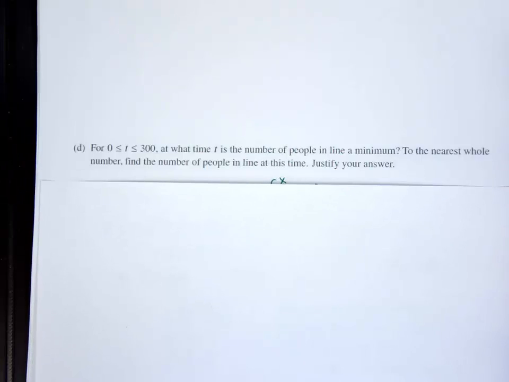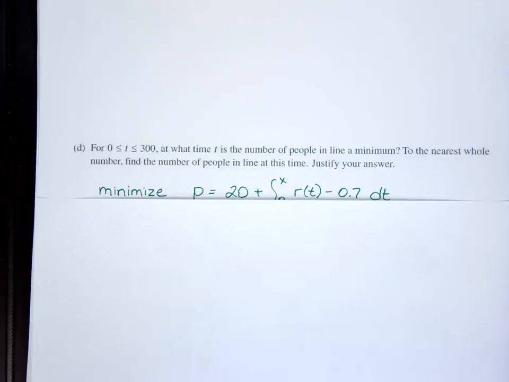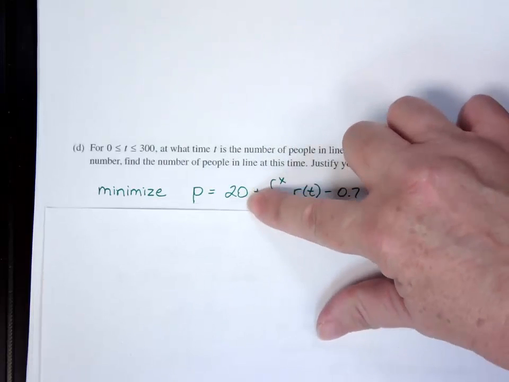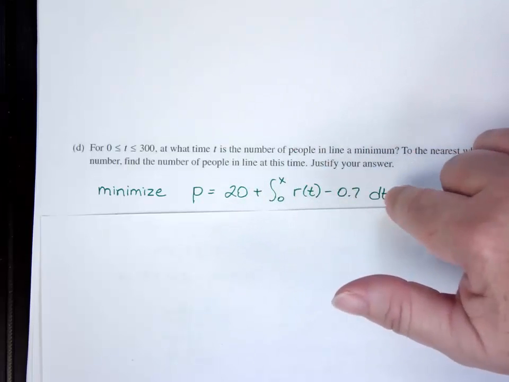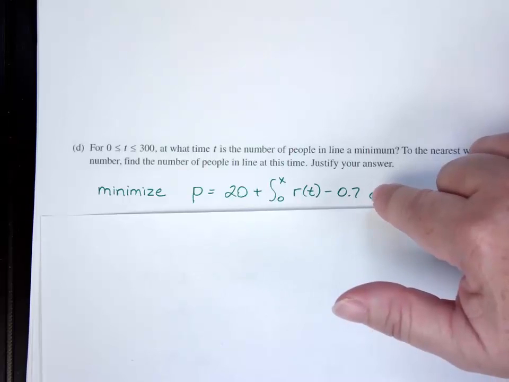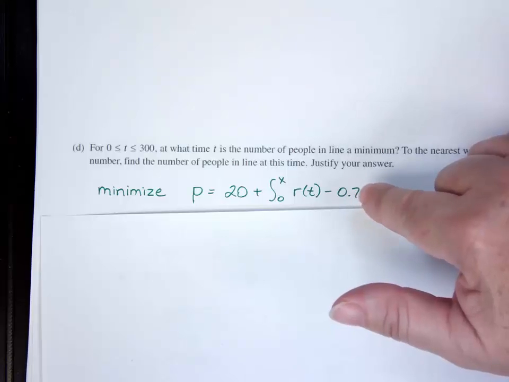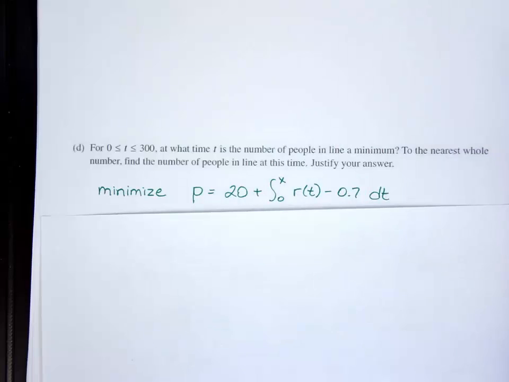So we need an equation talking about how many people are in line at any given time. The equation I have built here is P for people, 20. The 20 is how many people there were in line at time 0. And then this is the statement of how many people are in line at any given time x. How many people got on, R of t, how many people got off, 0.7. And then you accumulate that from 0 to x.